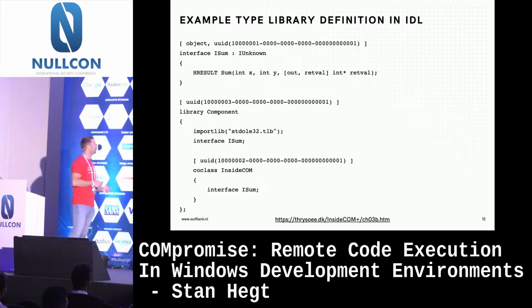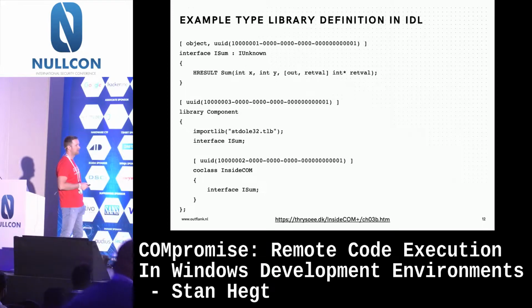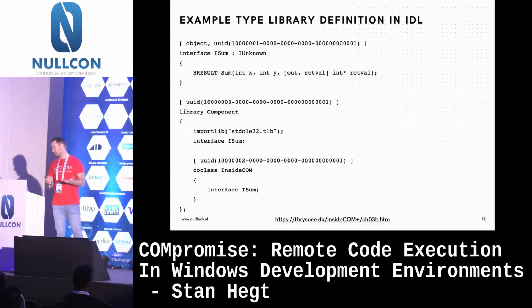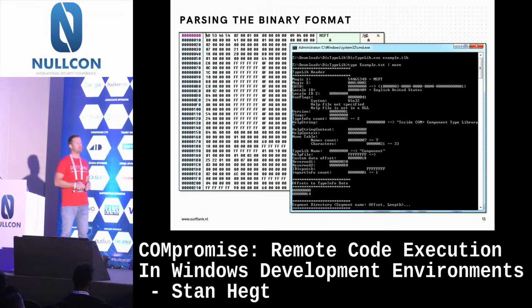In this case, we are defining an interface, ISum, which is derived from IUnknown. And we have a library statement here, which is the basic keyword for introducing a type library. It imports the most important type library provided by COM itself. And then we identify that we have a COM class, which is inside COM. It's just an example taken from this website, which supports the interface ISum. And what you then do is you compile this text with the MIDL compiler to a type library, and you end up with a binary file.